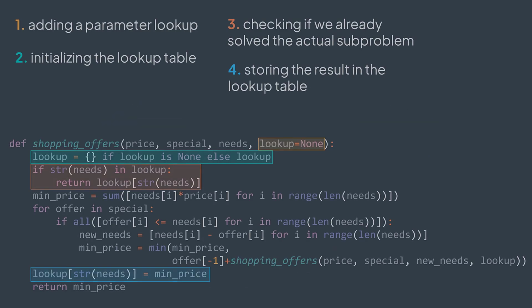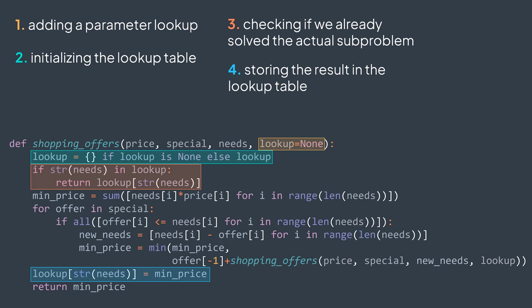For that, we add a lookup table that we initialize, and we check if we didn't solve the actual subproblem. We check if the key already exists in the lookup table. The key in this problem is the array of needs. It's the only parameter that changes, so it's the only thing that characterizes a subproblem. And to be able to hash it, we convert it to a string.